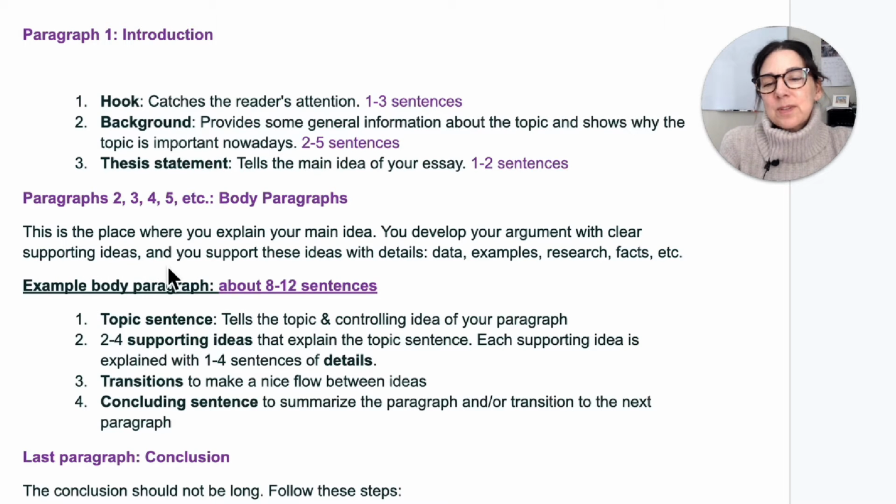And how can you support your ideas? You can use details, data like numbers, statistics, examples, research, facts, stories, etc.